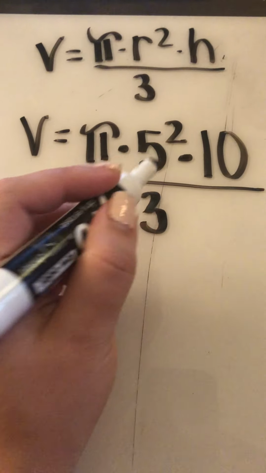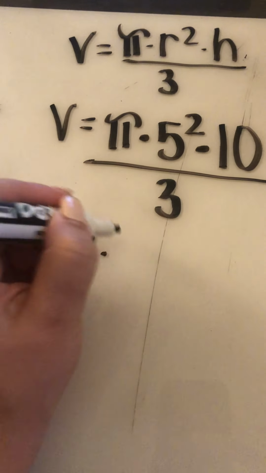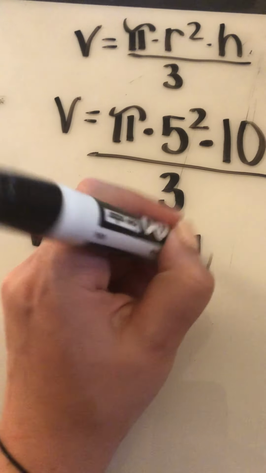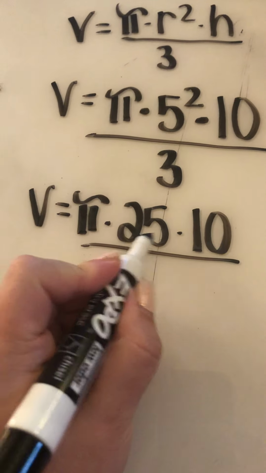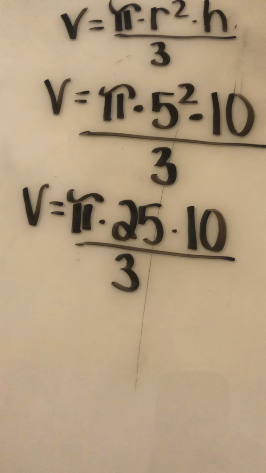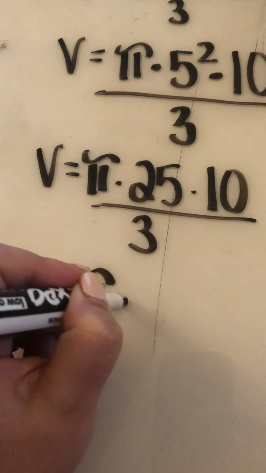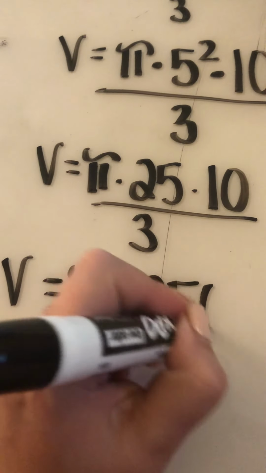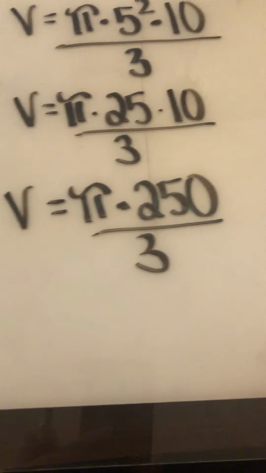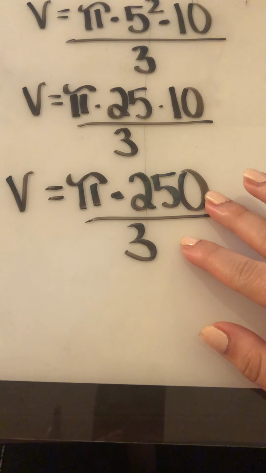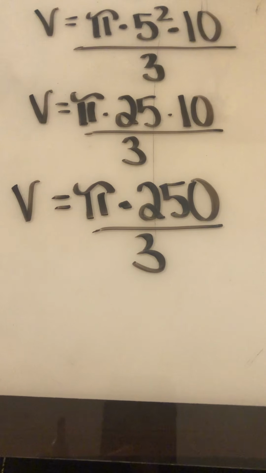We would do our exponents first, so let's do 5 squared. That's going to give us pi times 25 times 10 over 3. Then we can multiply 25 and 10 because that's just quick, easy mental math. So we have V equals pi times 250 over 3. And then at this point, what you would want to do is simplify your fraction if possible to leave it in terms of pi.